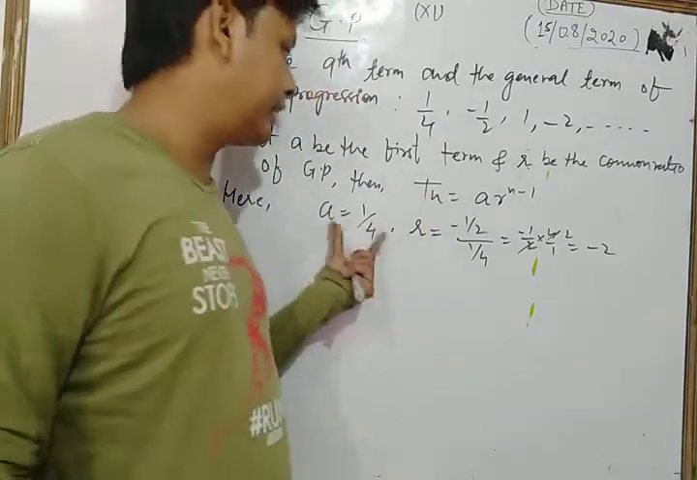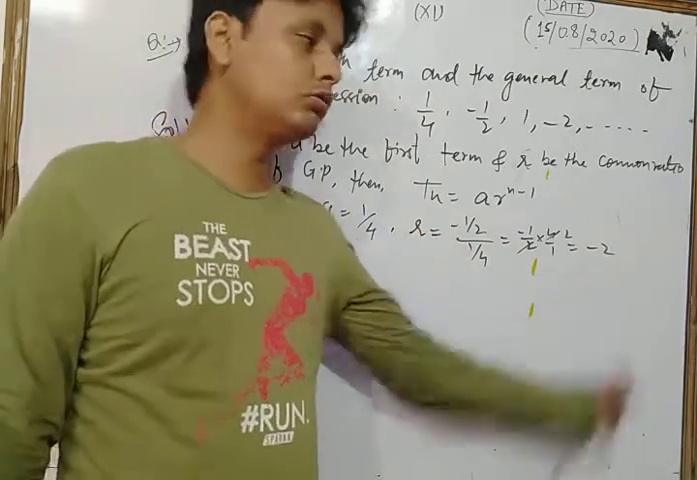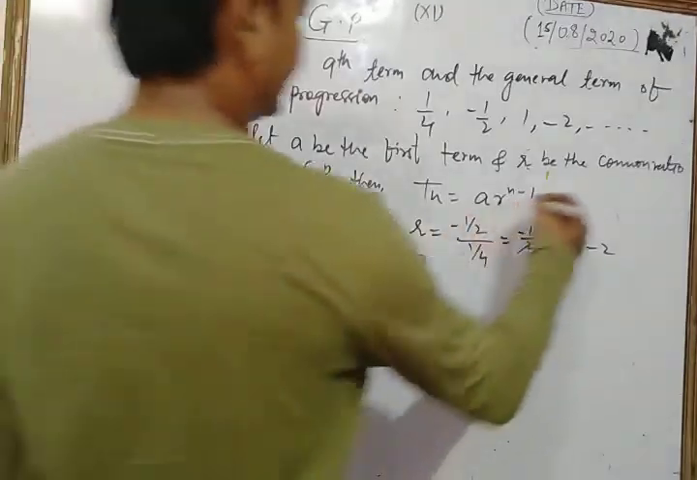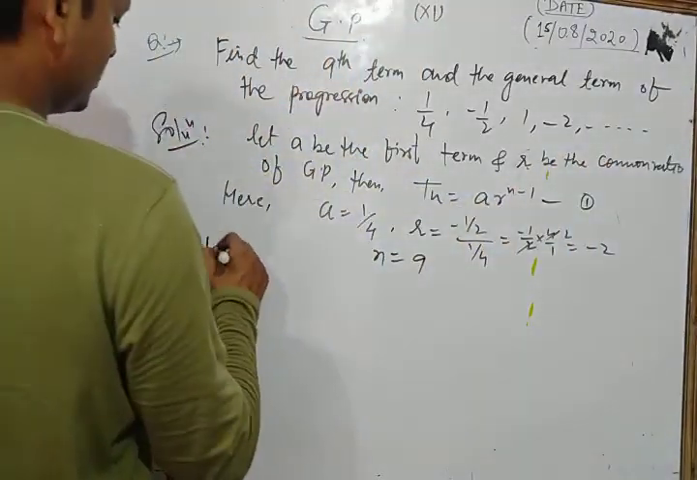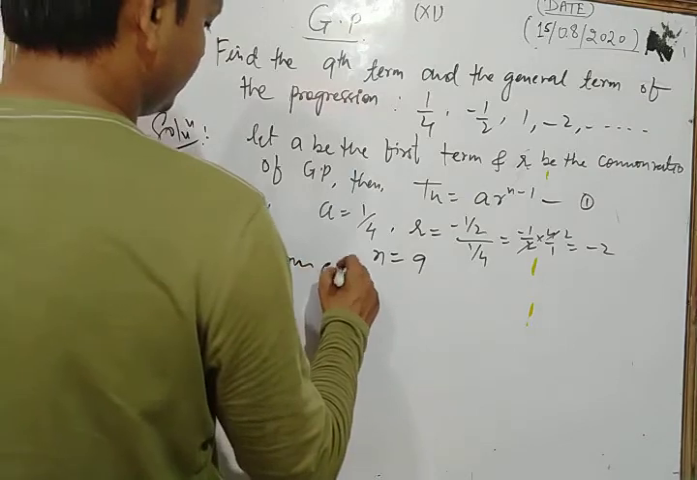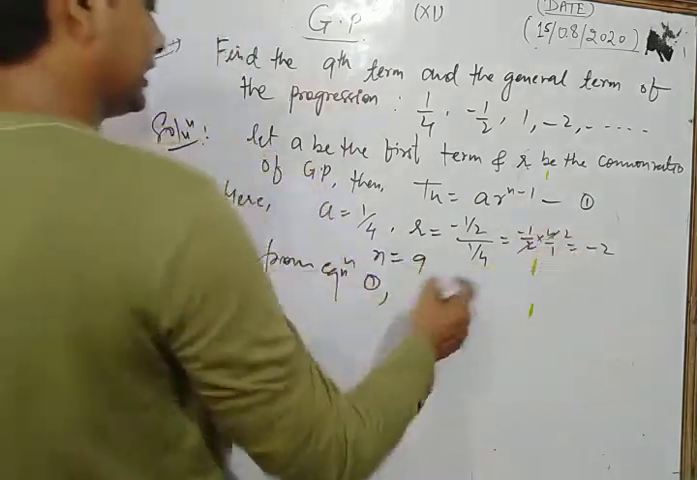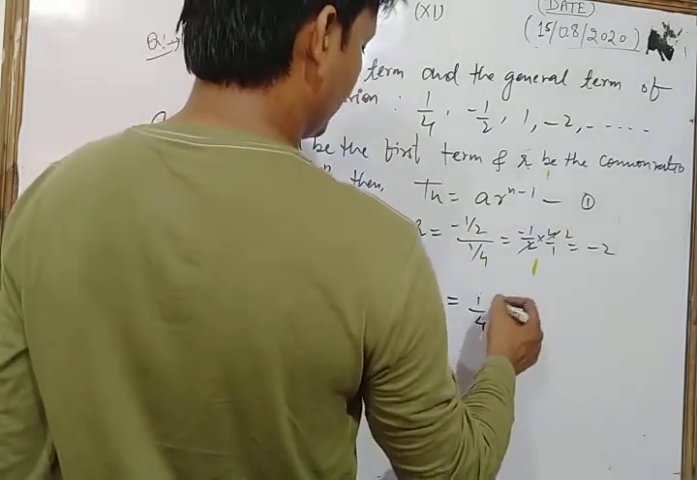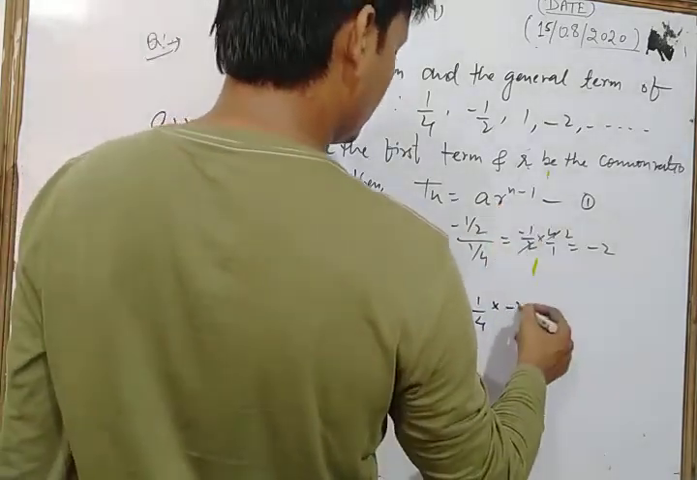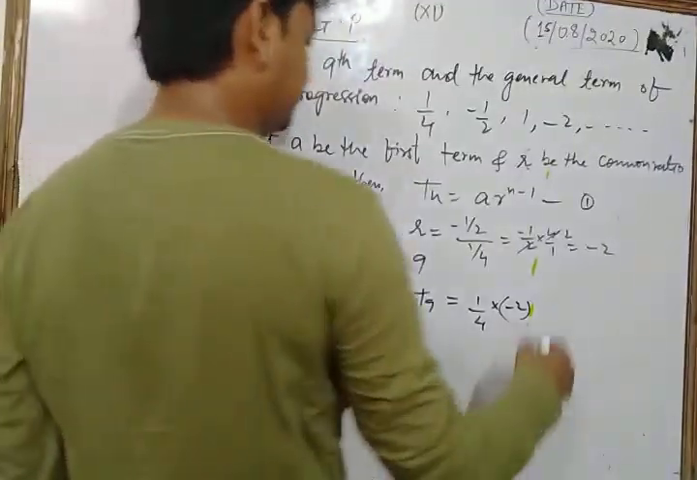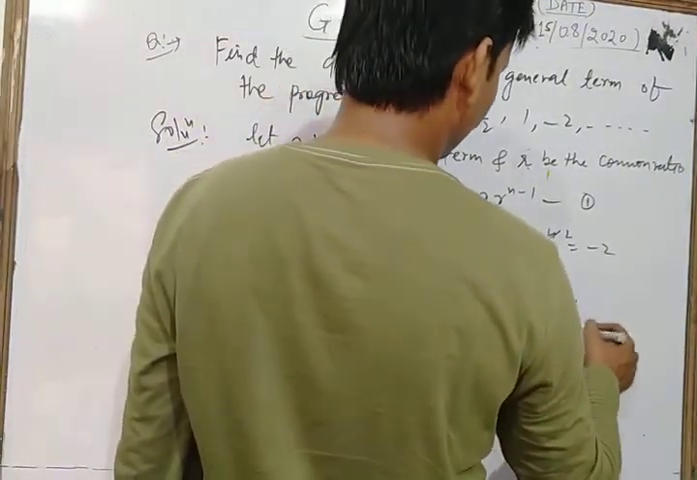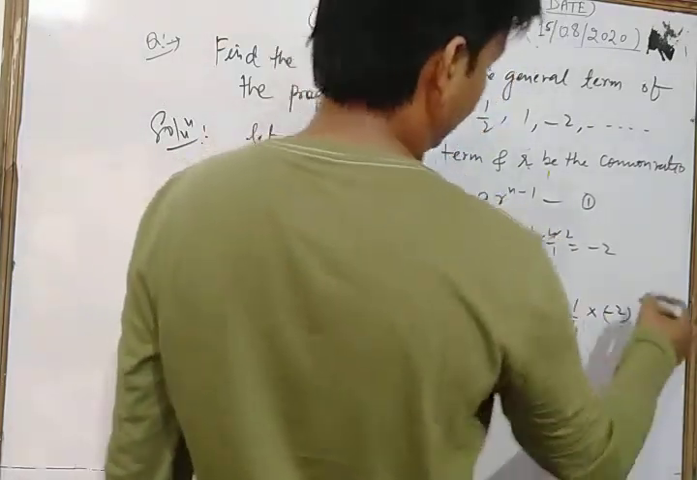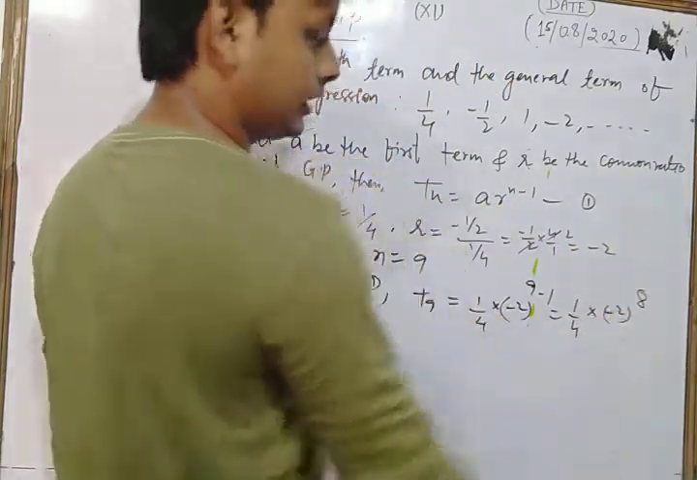Yes. So here A is 1 by 4 and the common ratio is minus 2, and n, the number of terms, is 9. Thus take this as equation 1. Now from equation 1, its 9th term is given by T9 is equal to A, that is 1 by 4, into R to the power n minus 1, where R is minus 2, so minus 2 to the power 9 minus 1. So 1 by 4 into minus 2 to the power 8. The power is even, so the result is always positive.